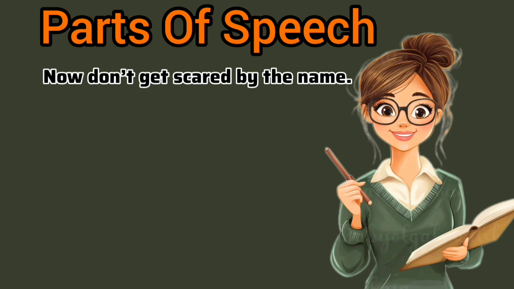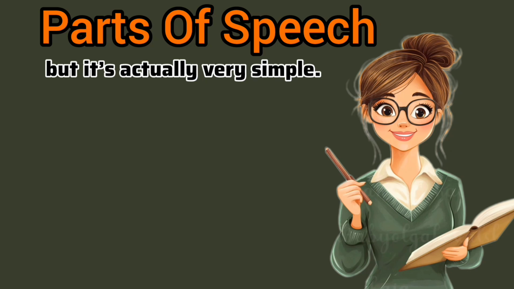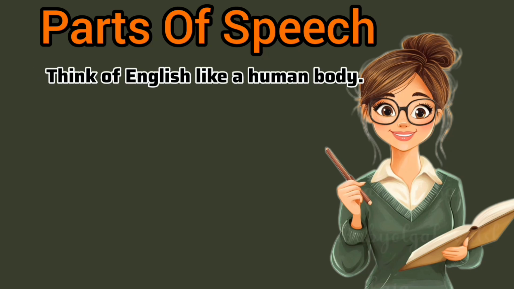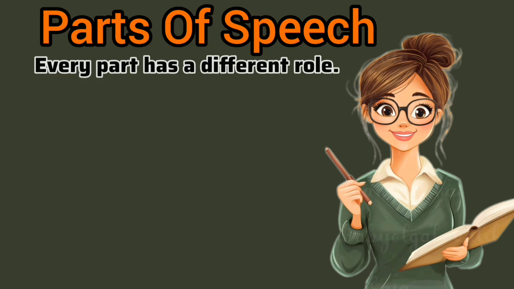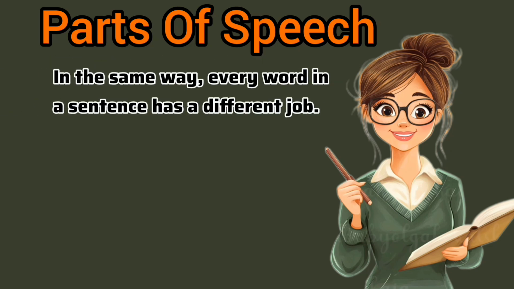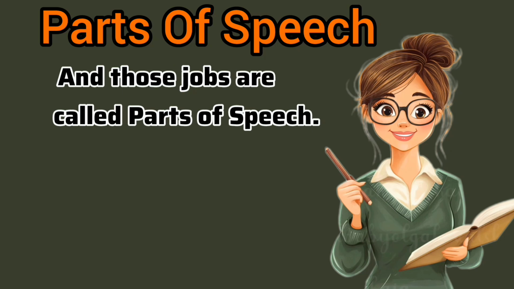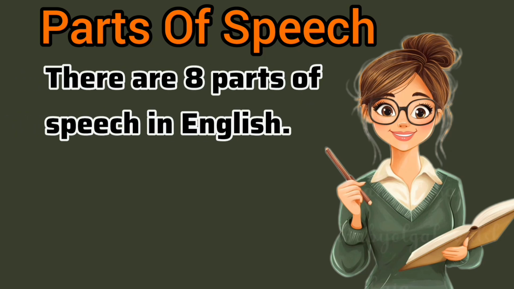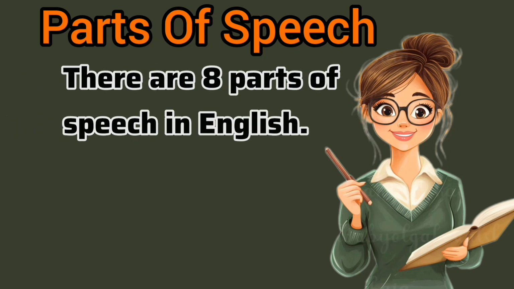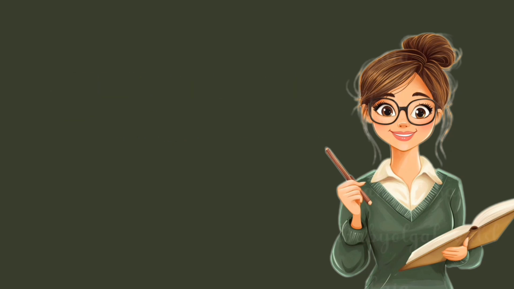Now don't get scared by the name. It sounds big, but it's actually very simple. Think of English like a human body. Every part has a different role. In the same way, every word in a sentence has a different job. And those jobs are called parts of speech. There are 8 parts of speech in English. Let's understand them one by one, very easily.